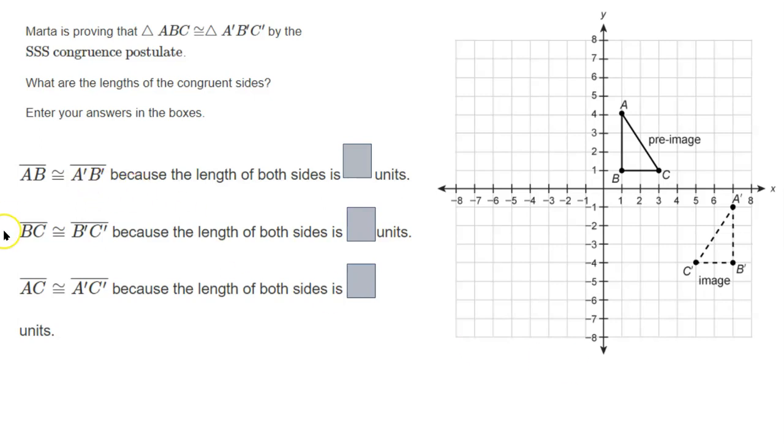BC is congruent to B prime C prime because the length of both sides is... And finally, AC is congruent to A prime C prime because the lengths of both sides is how many units? Keep in mind that AC is the square root of 2 squared plus 3 squared, or the square root of 4 plus 9. So we're going to get the square root of 13 here.